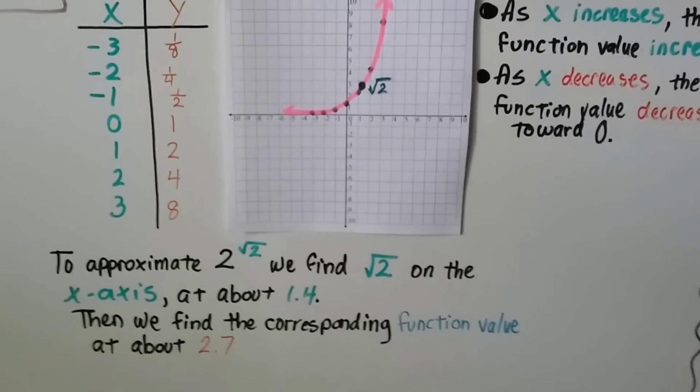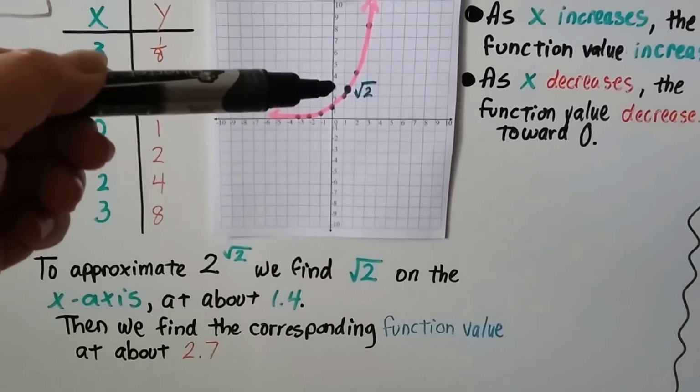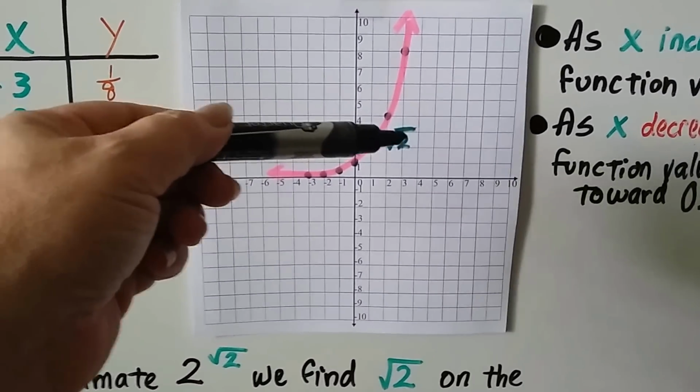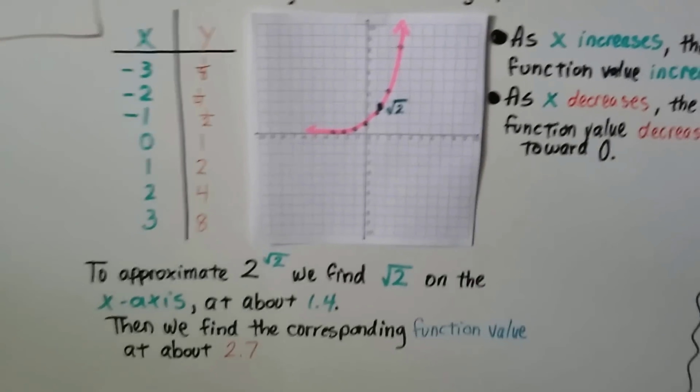And we find the corresponding function value at 2.7, approximately. It's almost at 3, so it's right there. See that?